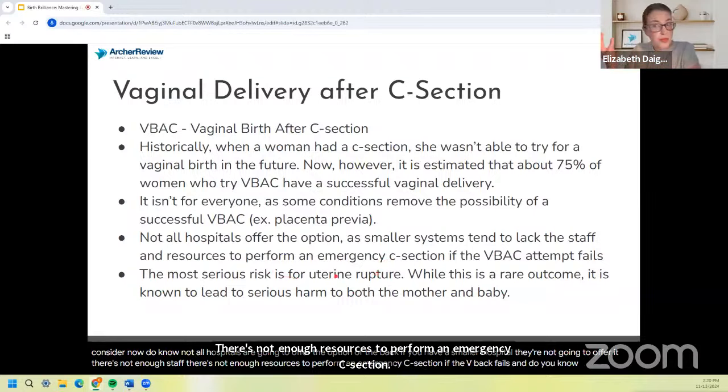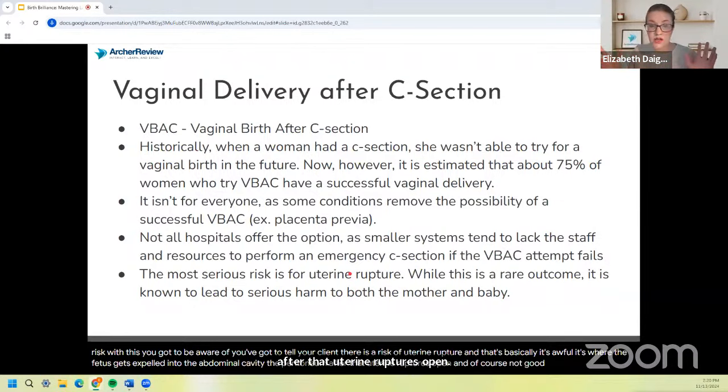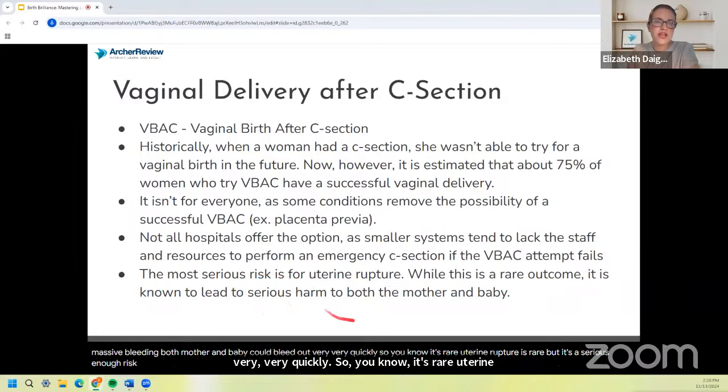And do know there's a big risk with this that you've got to be aware of. You've got to tell your client there is a risk of uterine rupture. And that's basically, it's awful. It's where the fetus gets expelled into the abdominal cavity, the peritoneum, after the uterus ruptures open. And of course, not good. That's going to cause massive bleeding. Both mother and baby could bleed out very, very quickly. So, it's rare. Uterine rupture is rare, but it's a serious enough risk that you've definitely got to have a conversation with the mother.